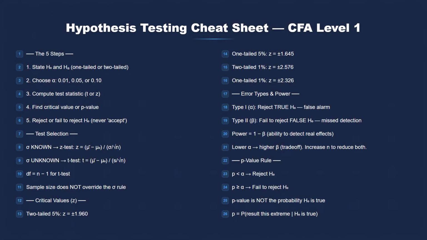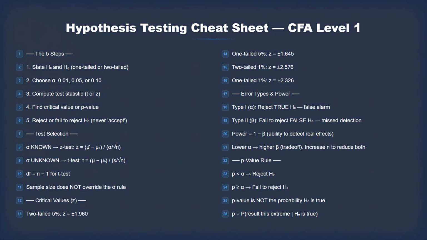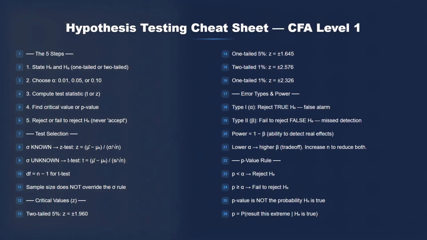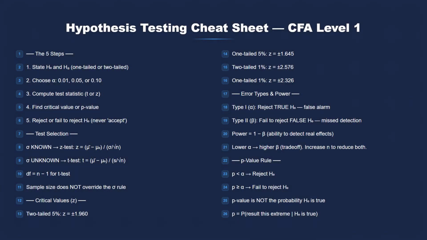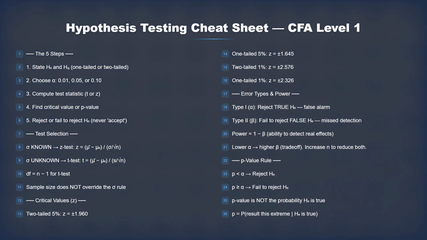Critical values cold: two-tailed 5% Z equals 1.96, one-tailed 5% Z equals 1.645, two-tailed 1% Z equals 2.576, one-tailed 1% Z equals 2.326. Power equals 1 minus beta. Type I equals false alarm. Type II equals misdetection. If this was on your exam tomorrow, you would get it right.